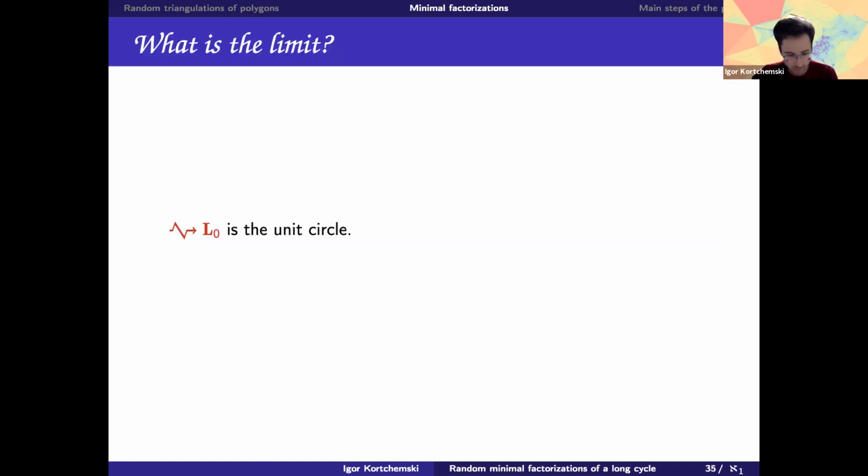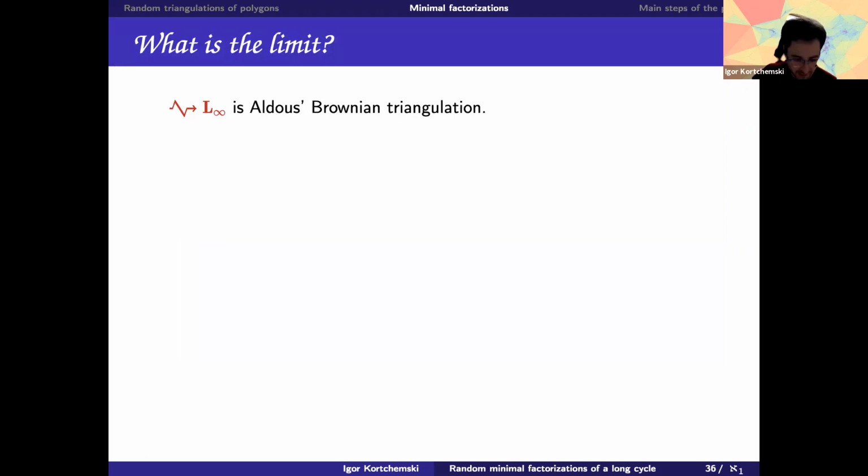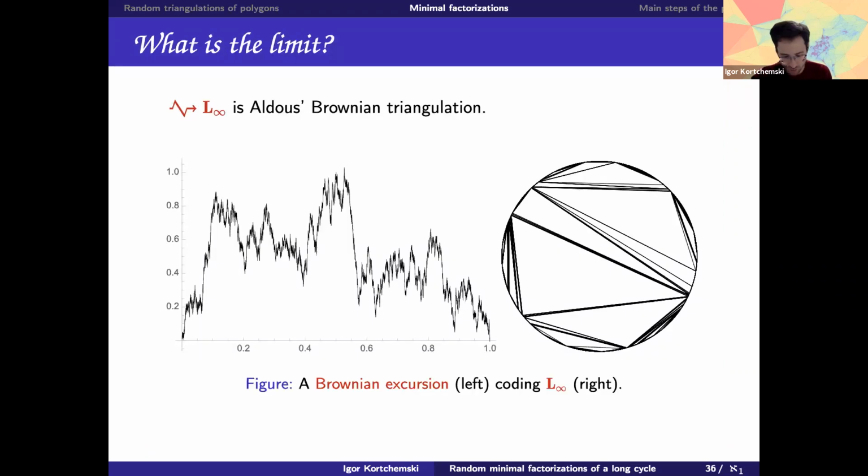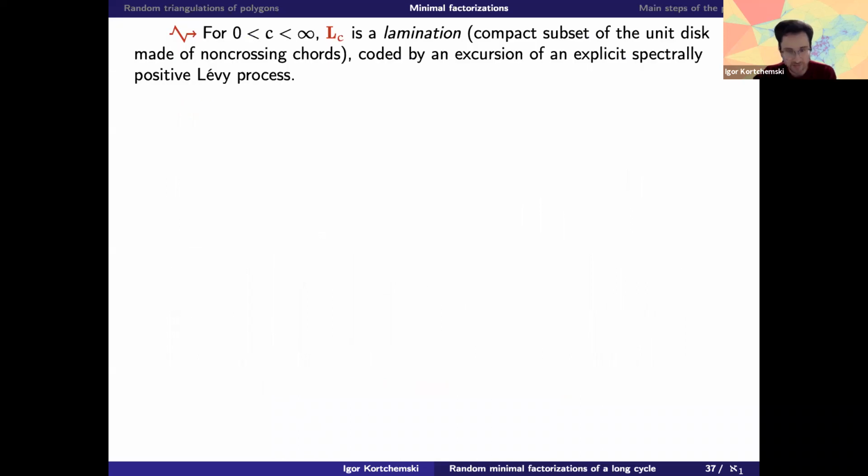Okay, so what are the limiting objects? Well, L0 is the unit circle. L infinity, this L of E, is Aldous' Brownian triangulation, which is the Brownian triangulation coded by the Brownian excursion by looking at all the tunnels. And we can explicitly describe the law of LC.